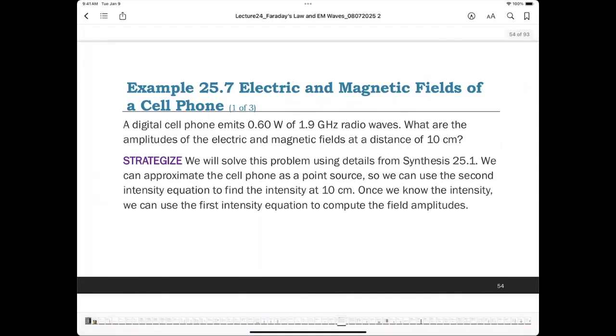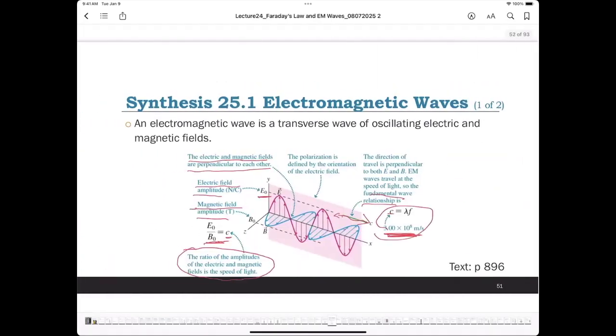Okay, let's talk about this example: electric and magnetic fields of a cell phone. A digital cell phone emits 0.6 watts of 1.9 GHz radio waves. What are the amplitudes of the electric and magnetic fields at a distance of 10 centimeters? We will solve this problem using the details from synthesis 25.1.